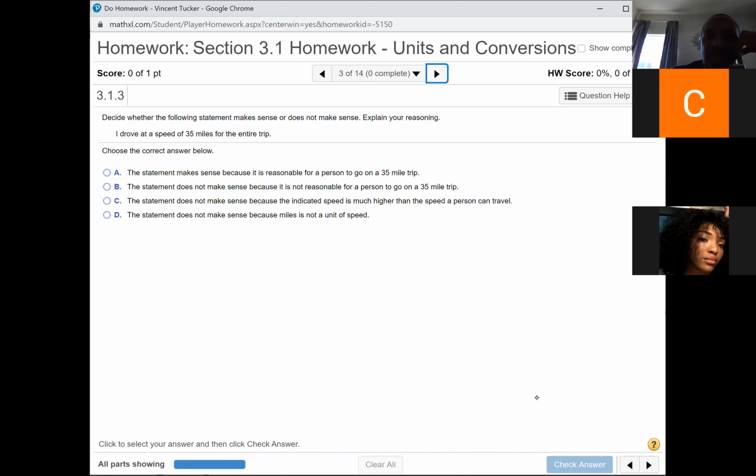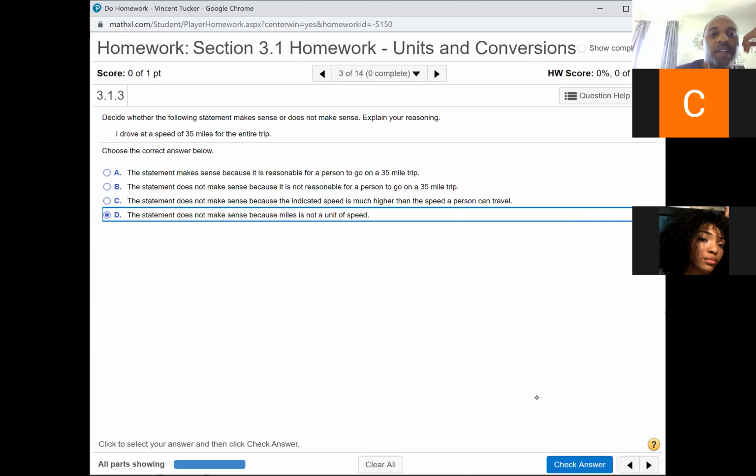So it does not make sense because miles is not a unit of speed. Now, if they said 35 miles per hour, then you would have been good to go. Or if it says I drove 35 miles for the entire trip, in other words, you drove the distance. So just make sure we pay attention to the keywords. Good job on that. Questions before we move off it?